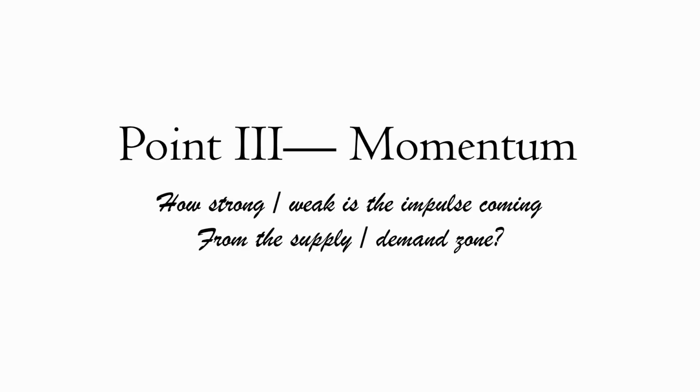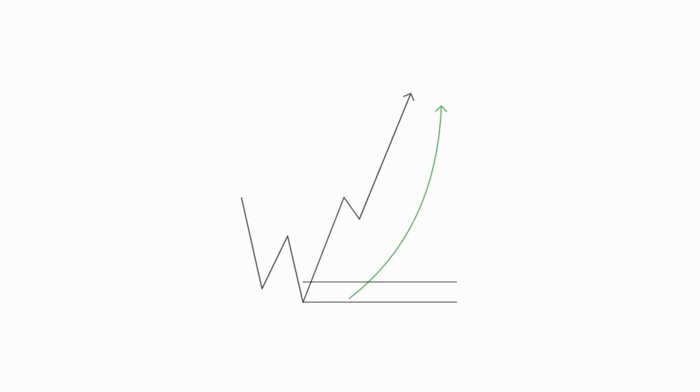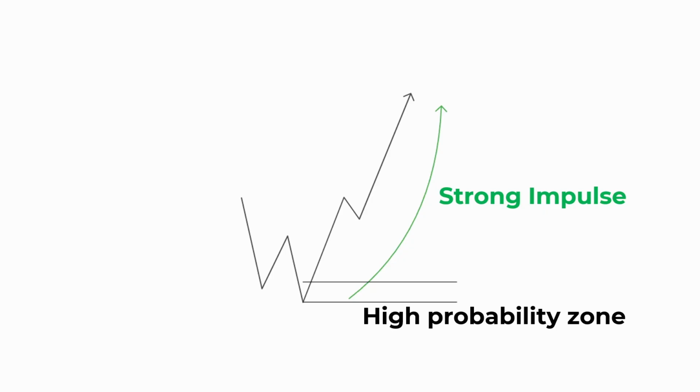Point number 3, strength of the impulse. In a trend, we usually see 2 types of price movement: impulses and corrections. The impulse moves are the strong, directional expansions in line with the trend, while the corrections are the smaller pullbacks against it. When a zone forms as part of a strong impulse, a sharp, decisive move in one direction, that zone is generally considered high probability for future reactions. However, not all impulses are equal.